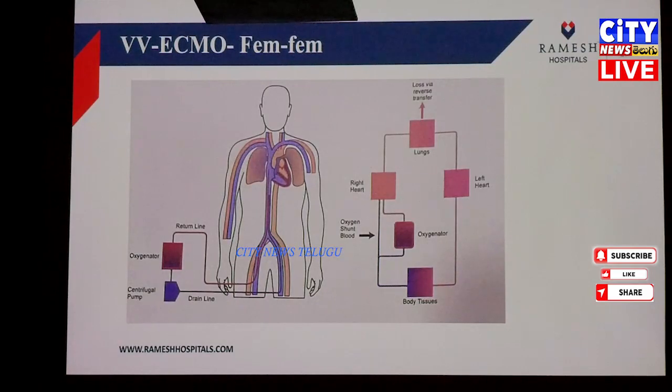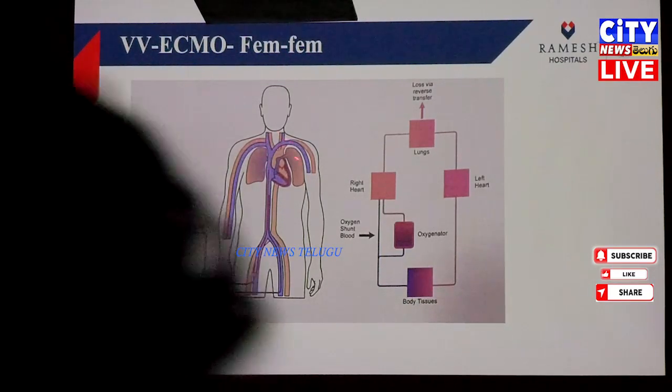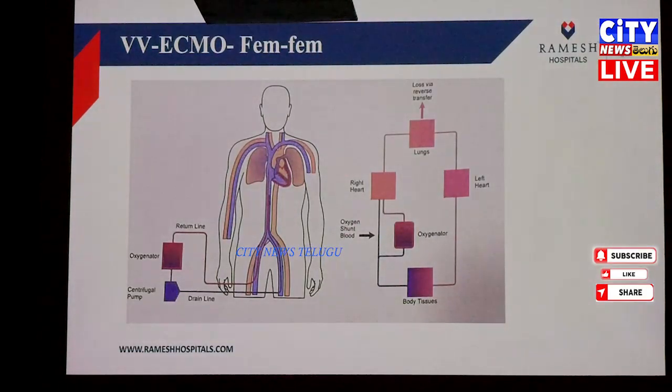Now here what happens? You are draining blood and you are pushing blood. The amount of blood that is drained is the amount of blood which is going in. So no hemodynamic alterations will occur. But remember that the cardiac output, this blood will enter the RA, oxygenated blood, it will pass to the lungs, come to the LV, and the LV will eject this blood.